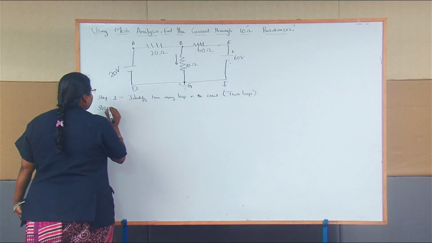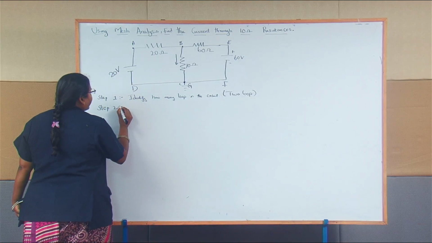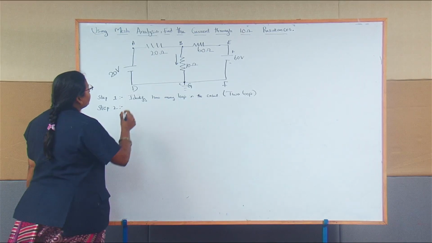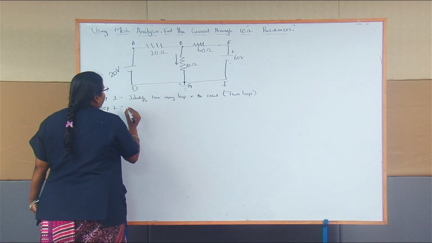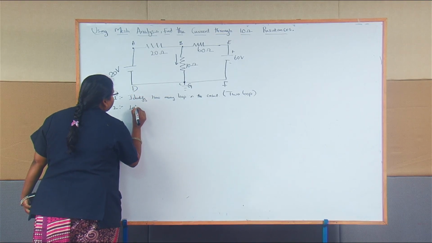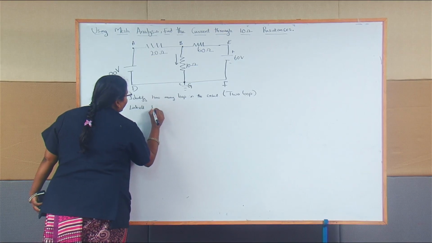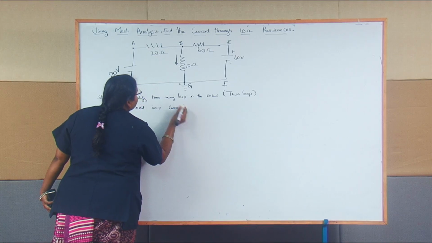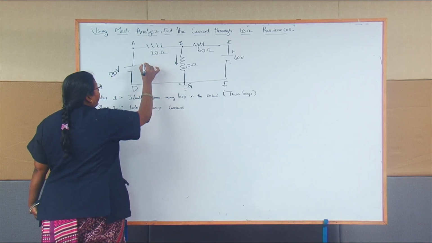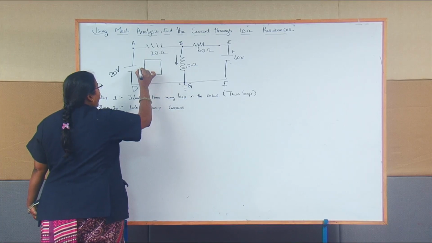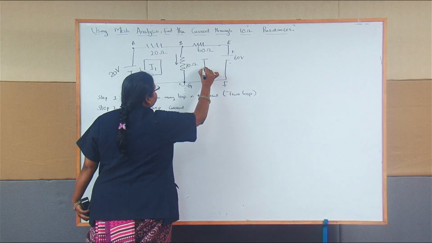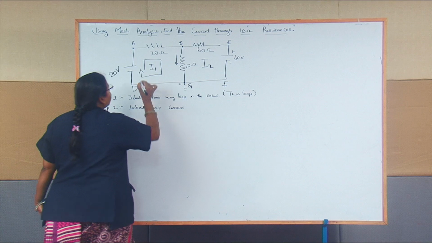So step 2, you have to label the loop currents. This loop I am going to label as I1 and this loop I am going to label as I2.